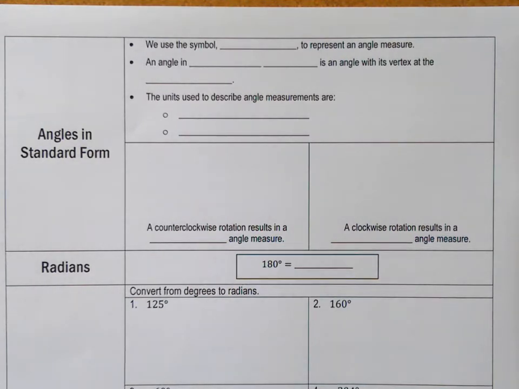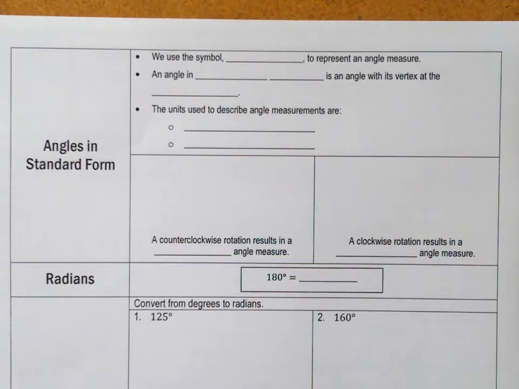So we are going to start chapter 6, which is our trig section, and this is 6-1, angles and their measures. And it's something that is pretty straightforward. It's nothing too crazy, but it's just kind of introducing you to how we measure angles and the different systems or the different units that we use to describe angle measurements.